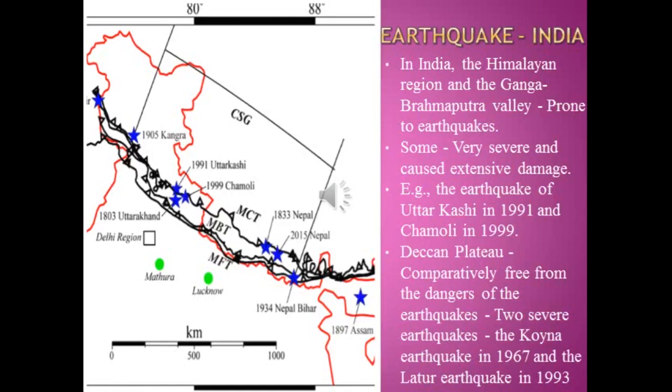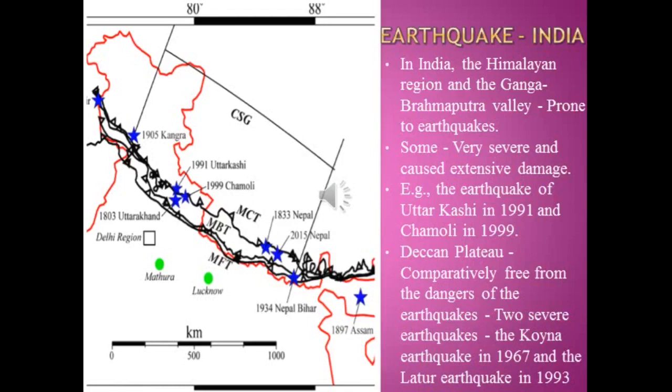Sometimes these earthquakes are very severe and cause extensive damage. For example, the earthquake in Uttarkasi, which is in Uttarakhand. Can you locate Uttarkasi on this map? In 1991 there was an earthquake in Uttarkasi, and in 1999 there was an earthquake in Chamoli. Both caused a lot of damage. Mostly, earthquakes in India occur in the Himalayan region.